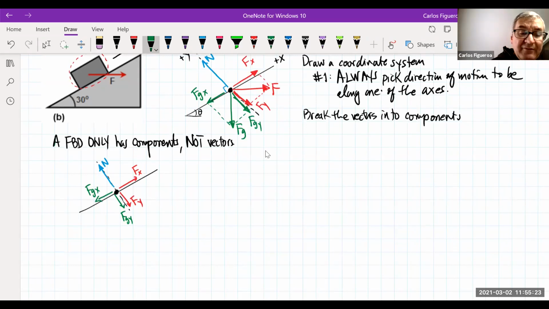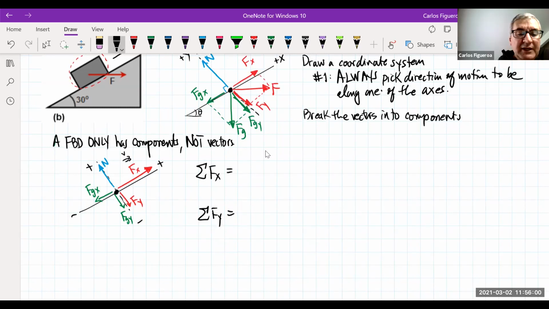And so once I have this, I know this is positive, positive, negative, negative, and I know that I'm speeding up. So what that really means here is that I need to be a little bit more careful. I have an unbalanced red force here. So in other words, this force in the x direction must be larger than the force of gravity in the x direction. So here we go. Now I write Newton's second law.